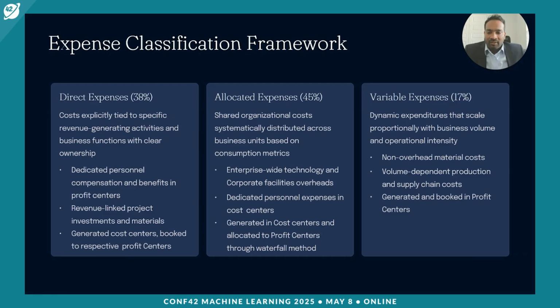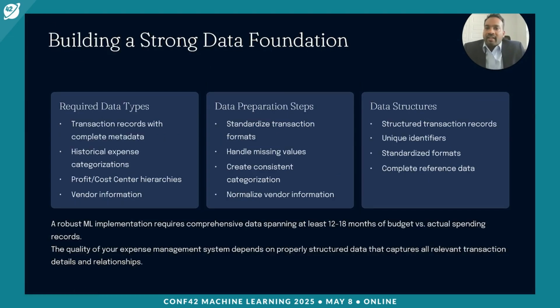Now that this is established, let's go on to the more technical aspects of using machine learning models. The first step for building any technological solution to make your business better is to have a strong data foundation. And the first step there is to identify your required data types. In this case, we are talking about expense forecasting. So we need clearly defined transaction records with complete metadata. We need historical expense categorizations between IT costs, real estate costs, and so on. Different categories of expenses have to be clearly defined. And we also need vendor information, so these are third-party vendors and companies that we make payments to.